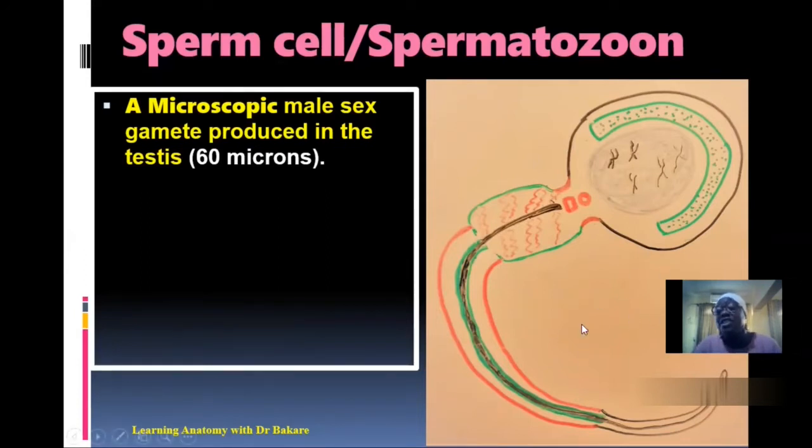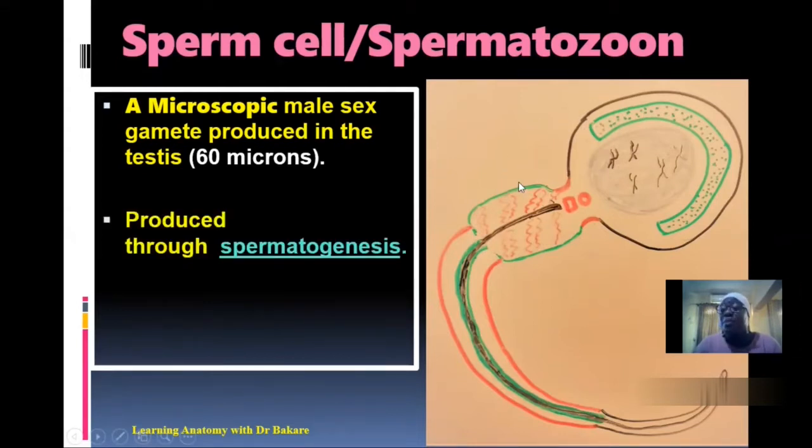After its production in the testes, it is released via the male ductal system, where it is finally emptied out into the female reproductive system for it to initiate the process of fertilization. The entire length of the sperm cell is about 60 microns. It is produced through a process called spermatogenesis in the testes.